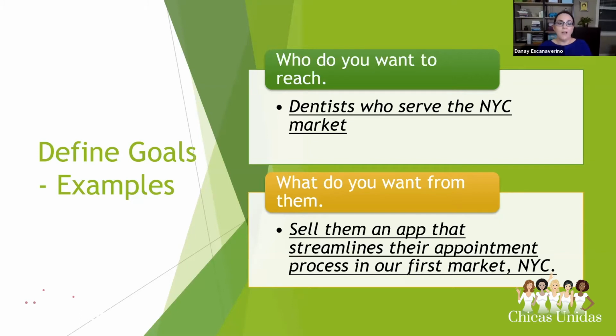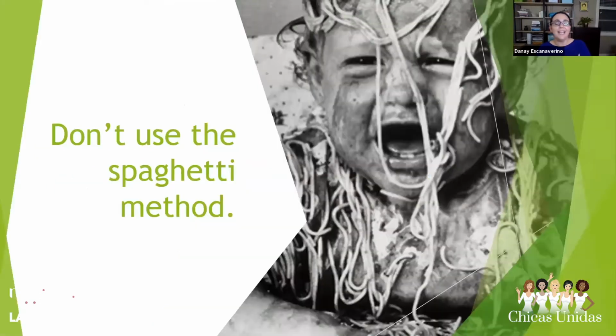So again, define your goals. Who do you want to reach? What do you want from them? Once you have those things stated, everything is based off of that. Everything works off of that. Again, don't use the spaghetti method. If you use the spaghetti method, you go out there, you post 20 million things, you contact a bunch of people, you search for all kinds of stuff, and you really don't get results because everybody else is doing the same thing. Everybody else is going crazy on LinkedIn trying to connect, spamming people and yada, yada, yada. It's not going to work.